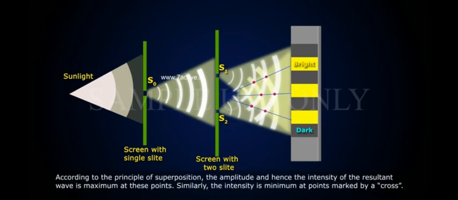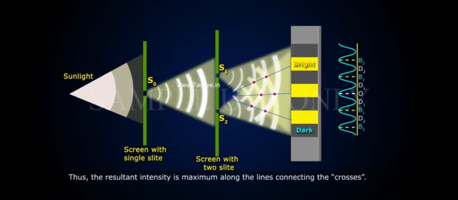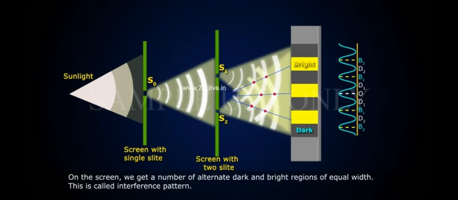According to the principle of superposition, the amplitude and hence the intensity of the resultant wave is maximum at these points. Similarly, the intensity is minimum at points marked by a cross. Thus, the resultant intensity is maximum along the lines connecting the crosses. On the screen, we get a number of alternate dark and bright regions of equal width. This is called the interference pattern.